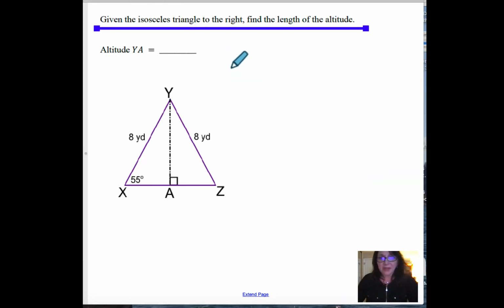For this problem, given the isosceles triangle below here, find the length of the altitude.